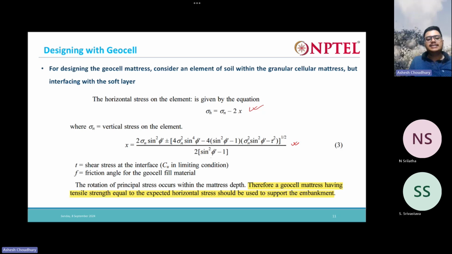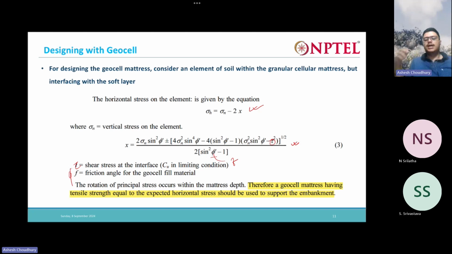Then we have tau, the shear stress at the interface. This tau is nothing but the shear stress at the interface, Cu in limiting condition. We will see that later. F is the friction angle for geocell material. They are calling this F, and this is phi prime. The rotation of principal stress occurs within the mattress step. Therefore, a geocell mattress having tensile strength equal to the expected horizontal stress might be used to support the embankment.